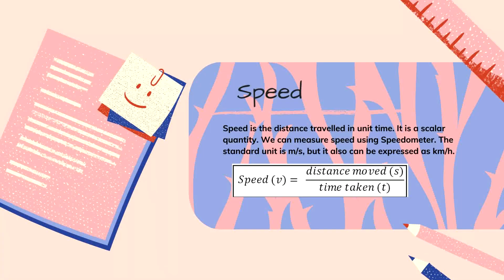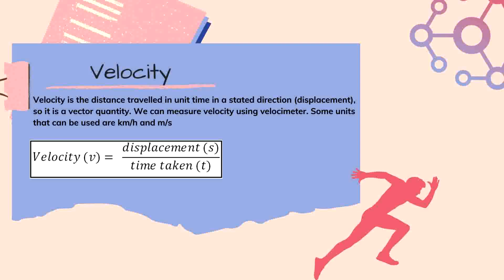Next is velocity. Velocity is the distance traveled in unit time in a state direction or displacement, so it is a vector quantity. We can measure velocity using velocimeter. Some units that can be used are kilometer per hour or meter per second. The equation of velocity, or v equal displacement or s over time taken or t.